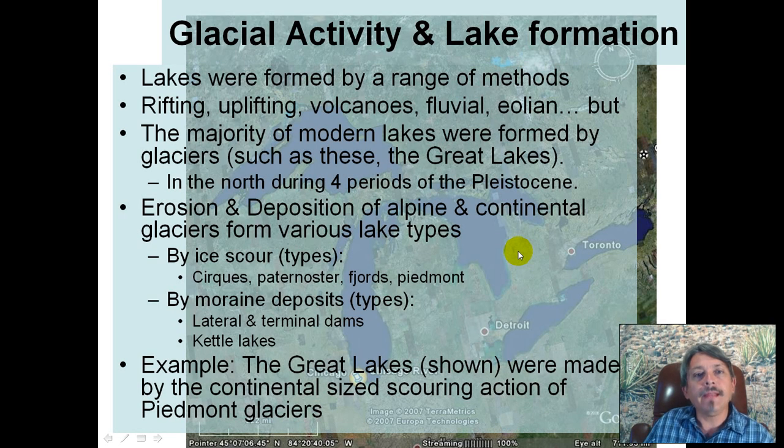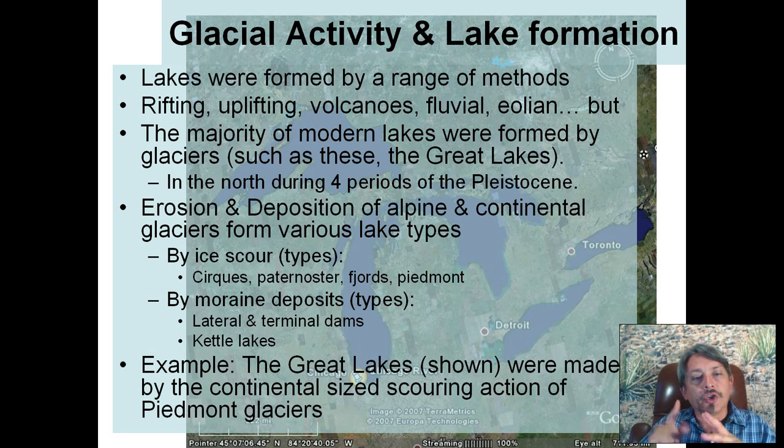So lakes were formed by a range of methods: rifting, uplifting, volcanoes, fluvial, that is the action of rivers, aeolian, that is the action of wind. But the majority of modern lakes were formed by glaciers, and that's the action of the ice moving and receding and moving forward and receding during 4 periods of the Pleistocene period. You have erosion and deposition of alpine and continental glaciers that form various kinds of lakes.